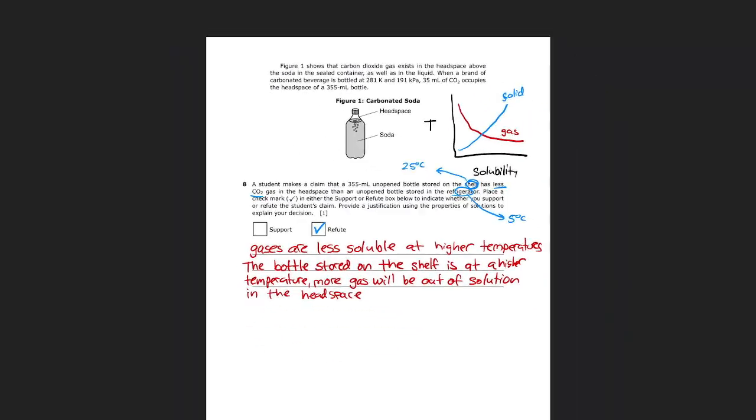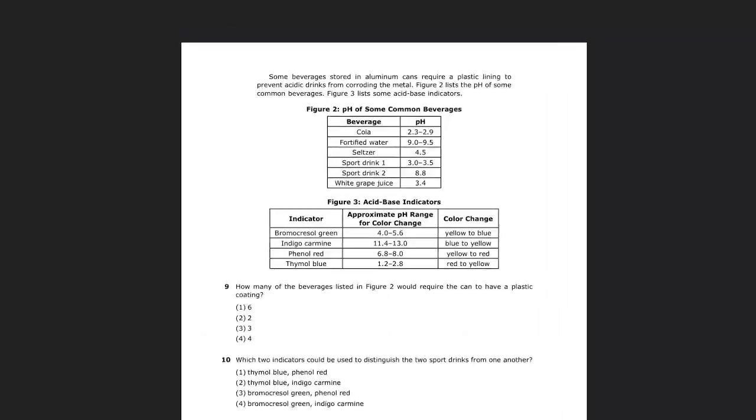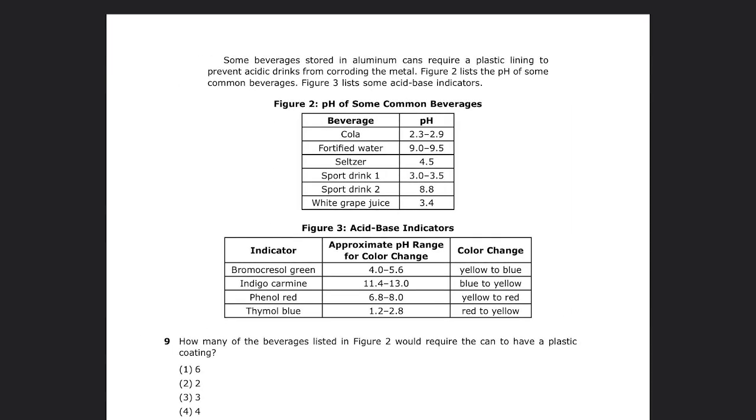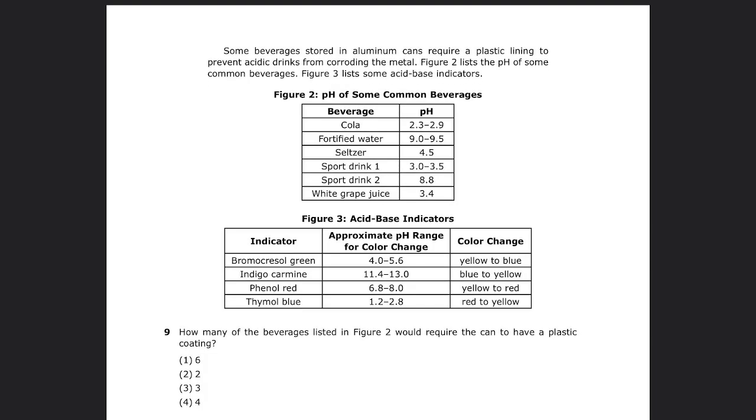All right, so moving along onto the next question. It says that some beverages stored in aluminum cans require a pH lining to prevent acidic drinks from corroding the metal. Figure 2 lists the pH of some common beverages. Figure 3 lists some acid-base indicators. So then question 9, it says how many of the beverages listed in figure 2 would require the can to have a plastic coating?